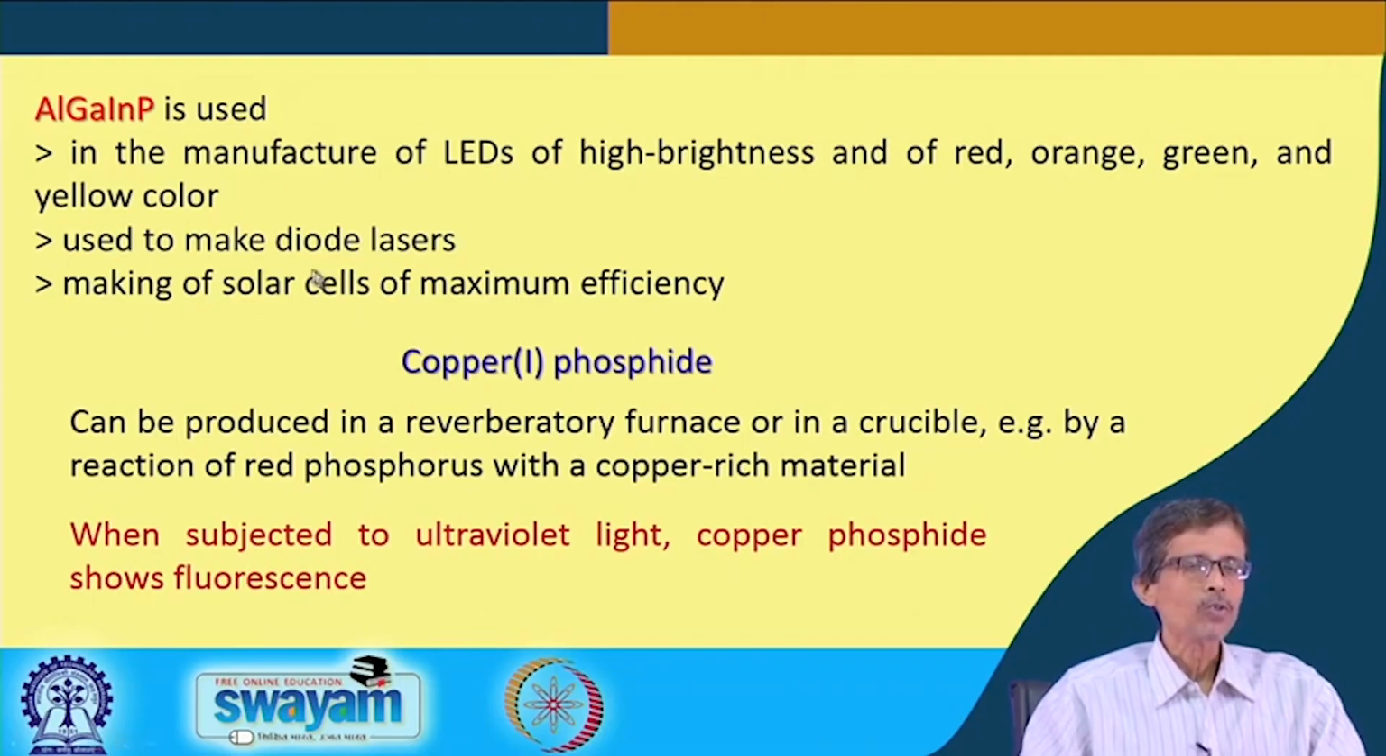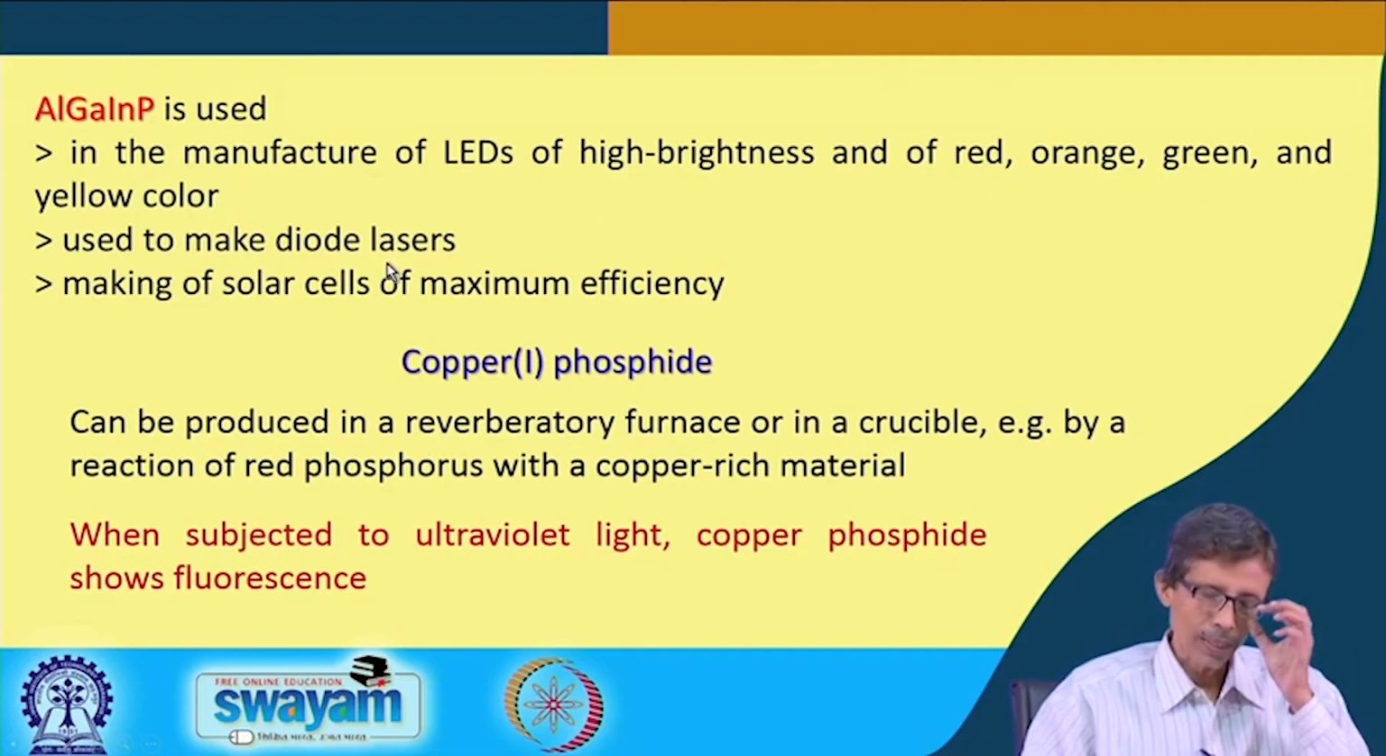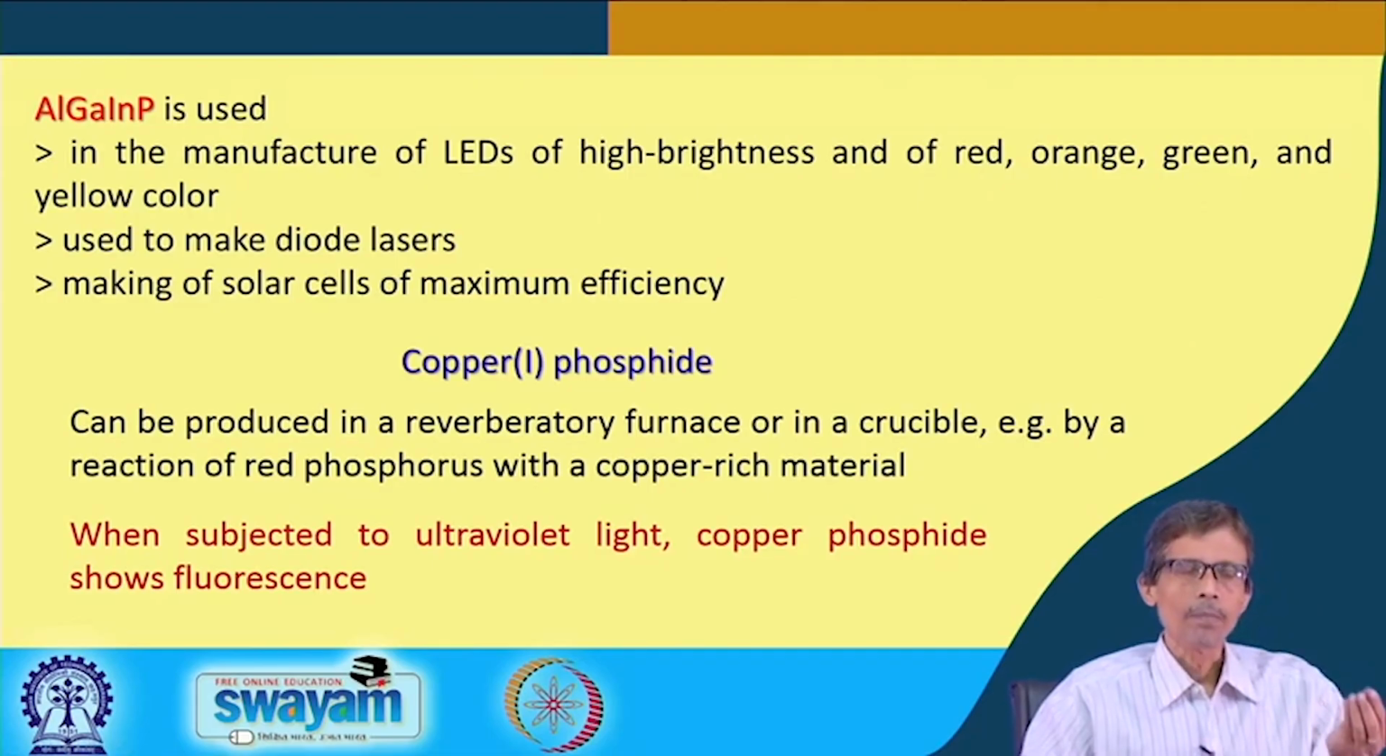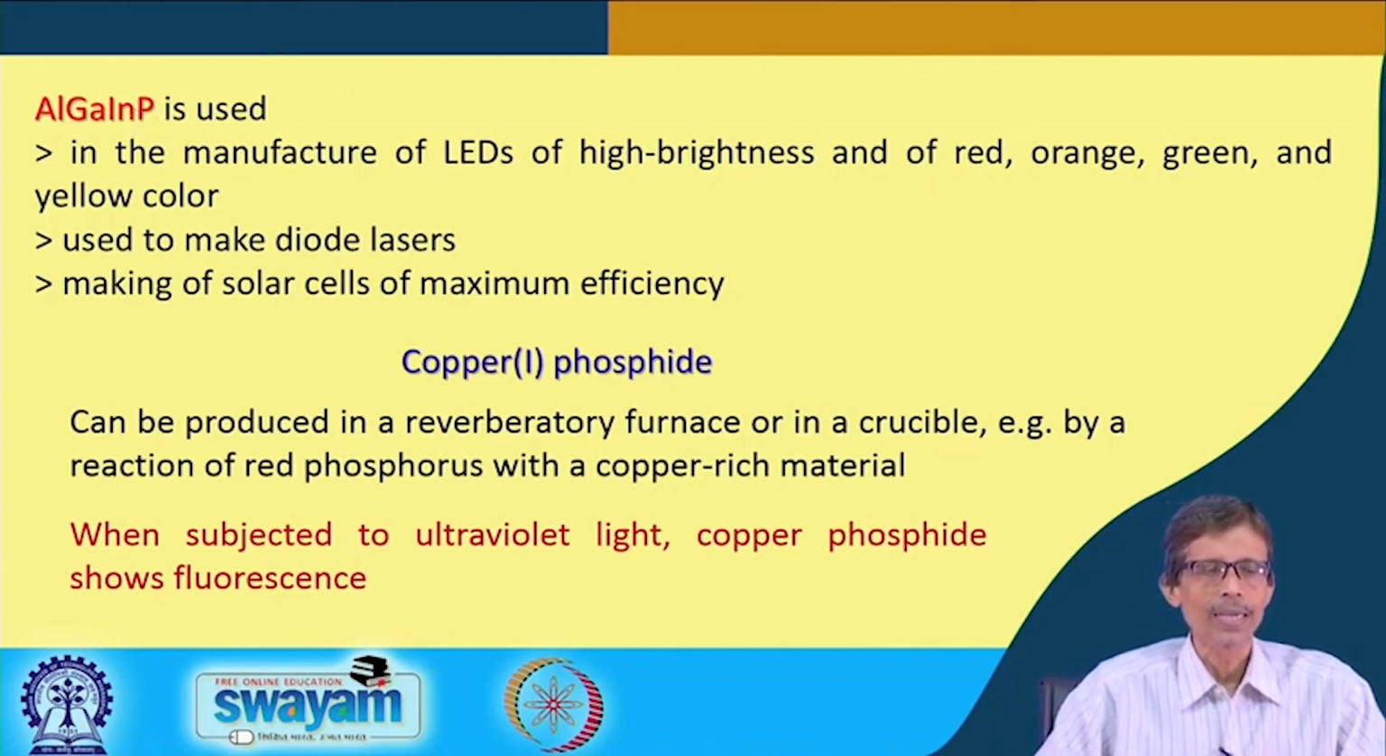It is also very useful for making diode lasers, because we have to make them in a very small amount, but making these for diode lasers will also be useful. So the phosphide compounds are useful. So these are the typical applications.